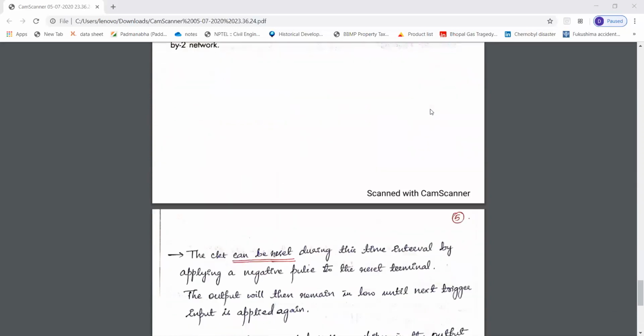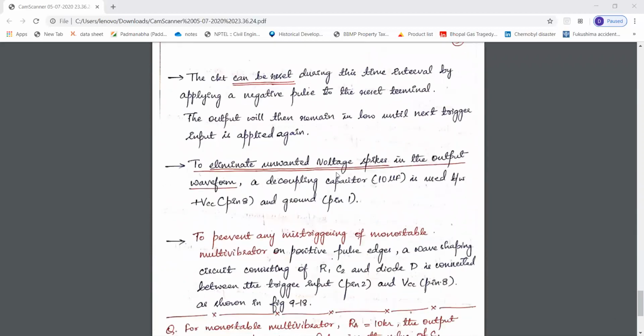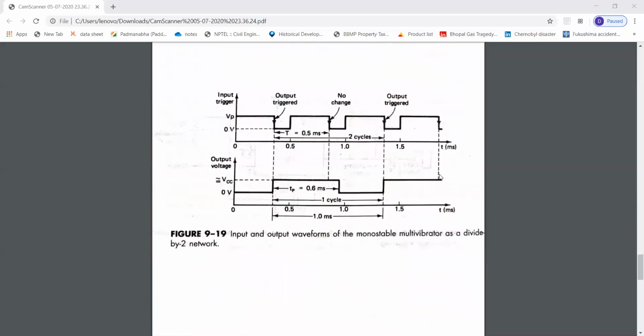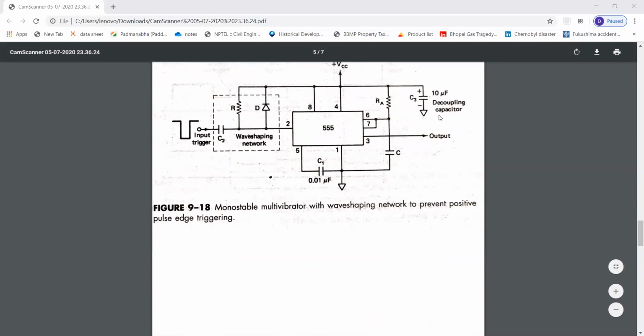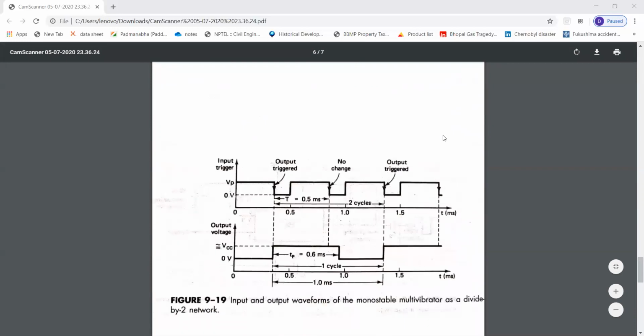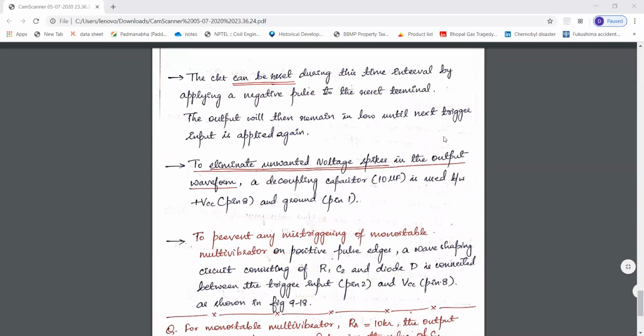Here you can see the circuit can be reset during this time interval by applying a negative pulse to the reset terminal. This is already told. To eliminate unwanted voltage spikes in the output waveform, this is the important point, we use the decoupling capacitor. It eliminates the unwanted waveform which has spikes in it.